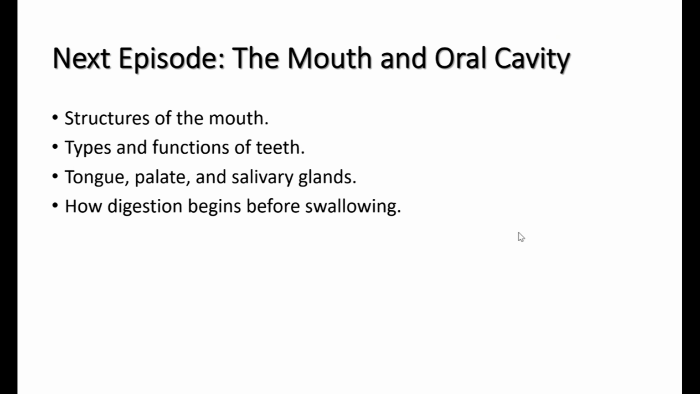To wrap up, remember the digestive system is a continuous, coordinated network that transforms what you eat into the building blocks of life. From mechanical and chemical digestion to absorption and metabolism, every stage has a purpose.